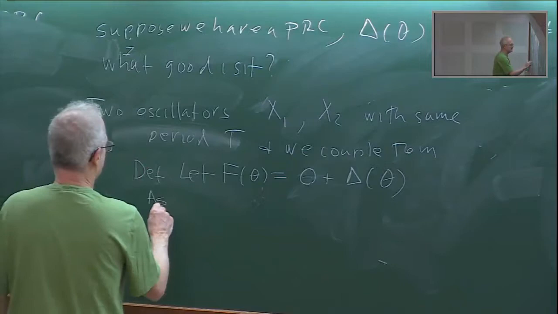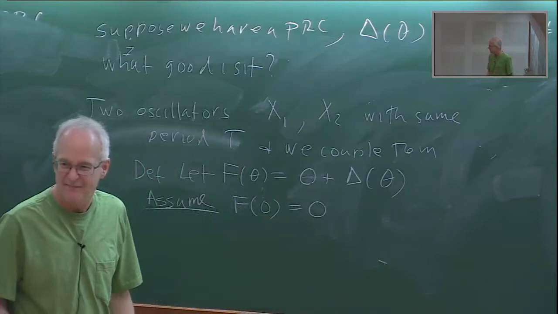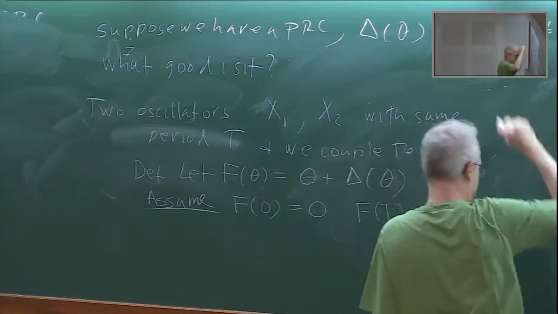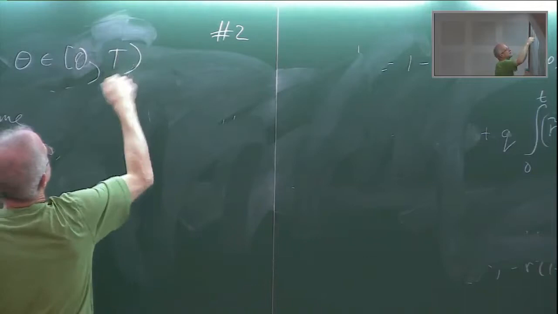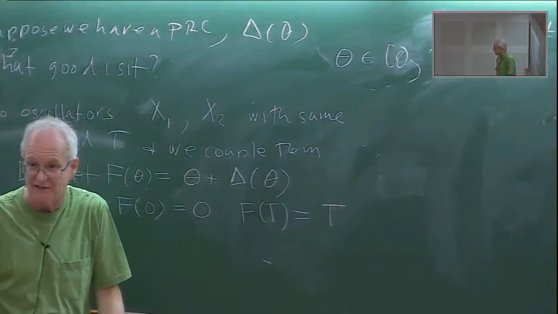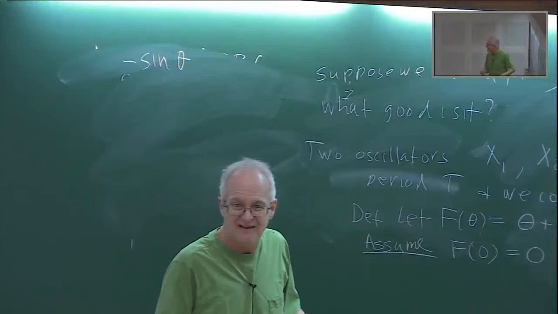So assumptions. Assume F of zero equals zero. And F of T, here we're going to assume theta is between zero and capital T, where T is the period. For our radial isochron clock, T is 2 pi. So I'm going to assume that F of T is T. That means I'm assuming that the phase resetting curve vanishes at theta equals 0 and theta equals T. That's true for the one we just did. It was minus sine theta, which vanishes at zero and at 2 pi. We don't have to make that assumption, but it makes the calculations easier.